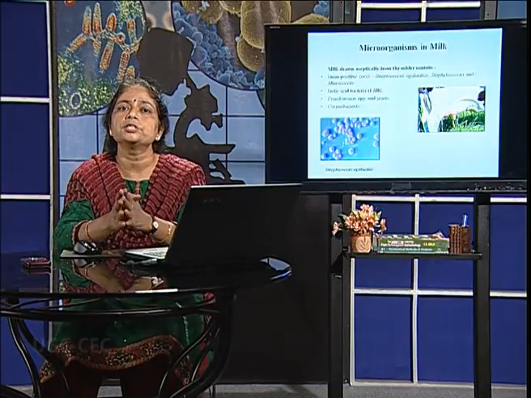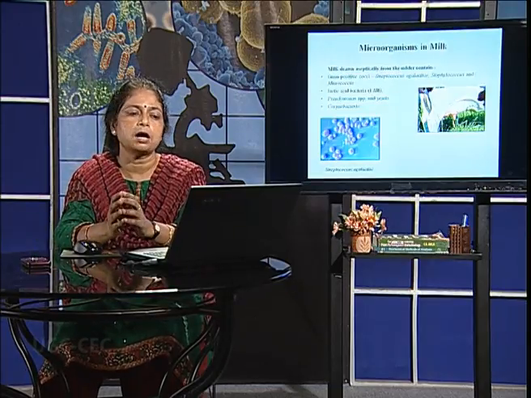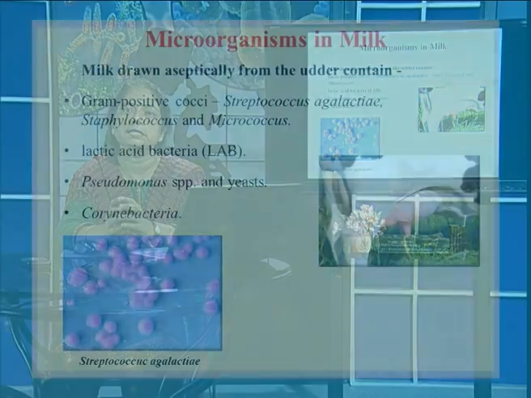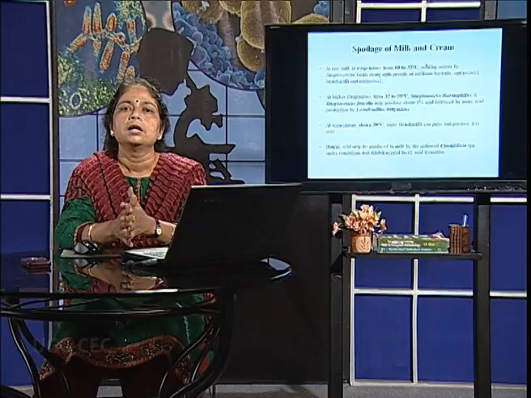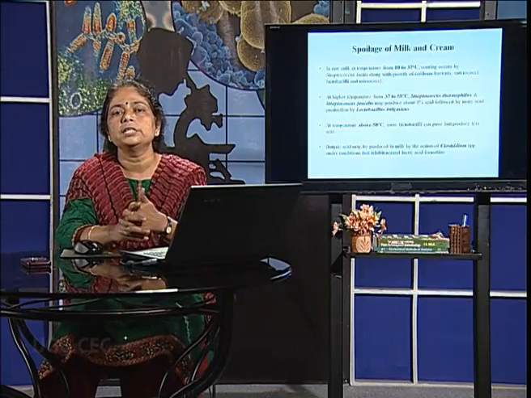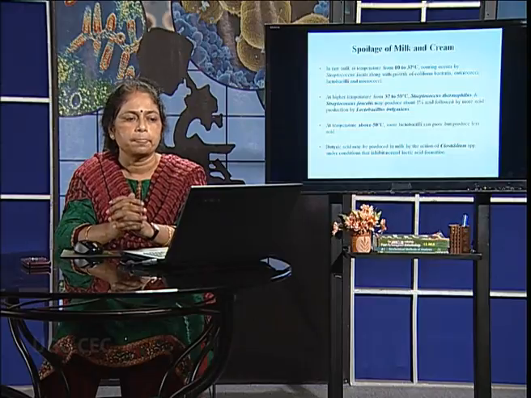So, the milk which is drawn aseptically from the udder of an animal contains gram-positive cocci like Streptococcus agalactiae, Staphylococcus and Micrococcus. We have the presence of numerous lactic acid bacteria. Also, we can find species of Pseudomonas, Corynebacterium and many species of yeast. Let us now learn about the spoilage of the milk and the cream.